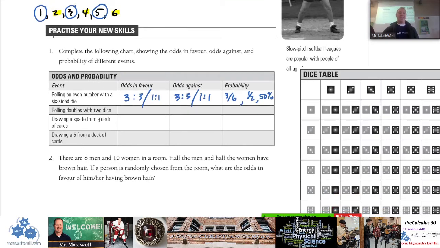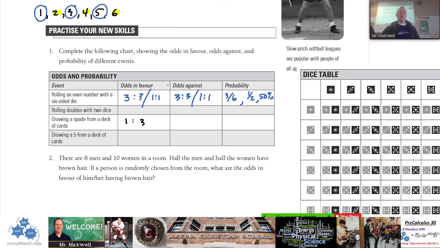Drawing a spade from a deck of cards. So remember, there are 4 suits. Spades are one of the suits. So odds in favor would be 1 spade suit and 3 other suits. Remember, with odds we never put the total in there. Never the total. It's good to bad.